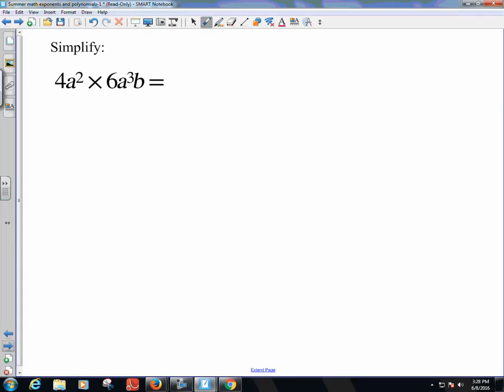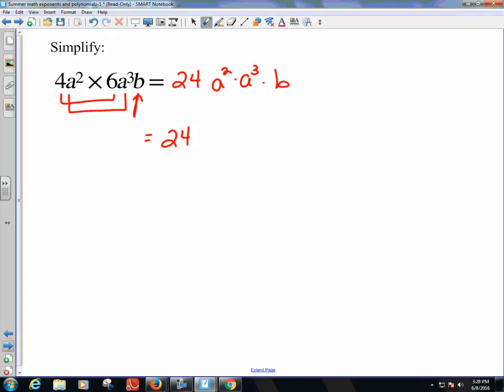All right, so we need to simplify this expression. When I'm multiplying like bases, I need to add the exponents. But the first thing I see here is I've got a 4 and a 6, so I'm going to multiply the regular numbers. 4 times 6 is 24. I'm going to deal with a squared times a cubed in a bit. And then there's this b. There's no other b, so it stays as it is.